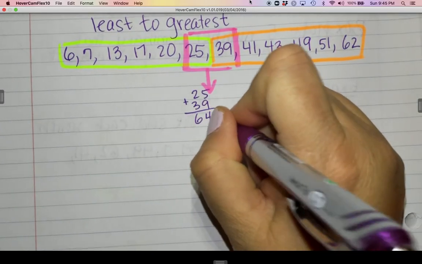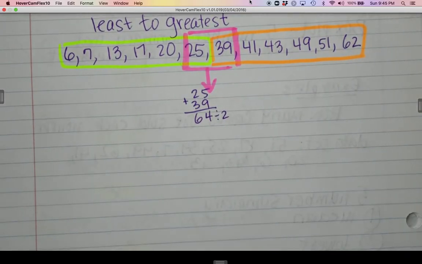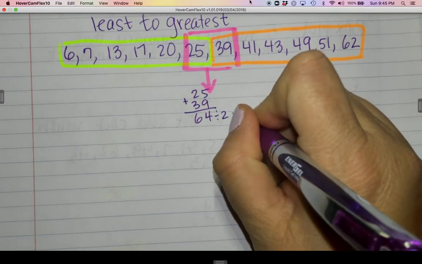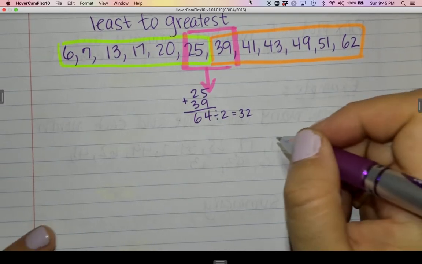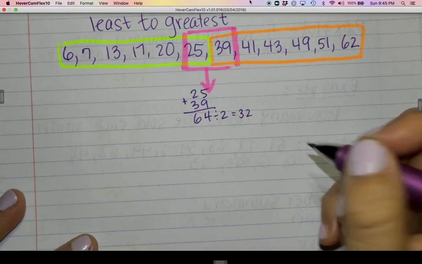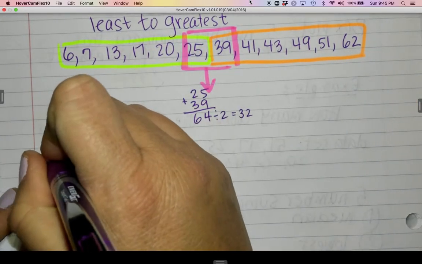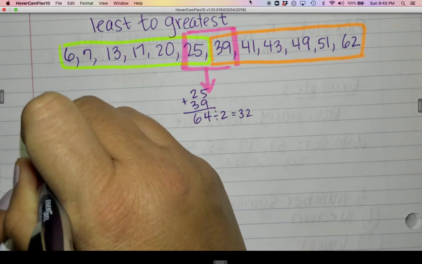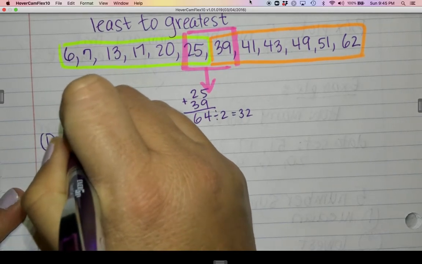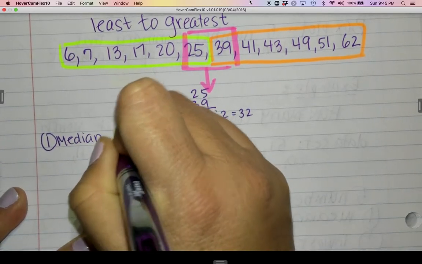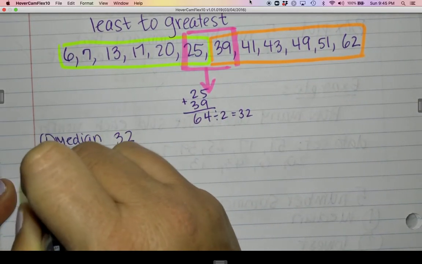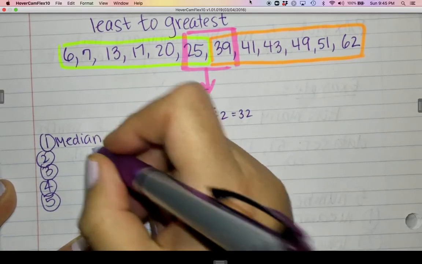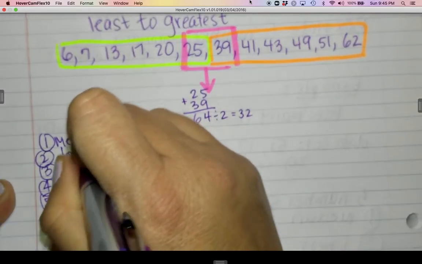And then divide by 2. Two into 6 is 3, 2 into 4 is 2. So my median is going to be 32. So number 1, median 32. I'm just rewriting the numbers I had on the front.